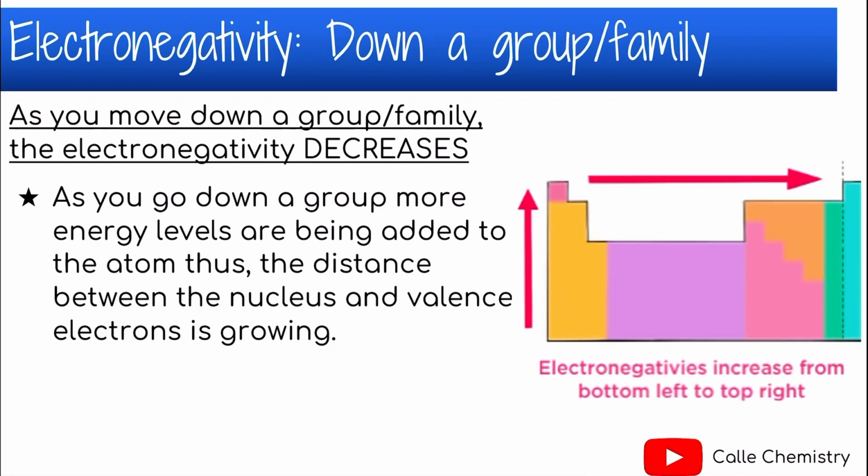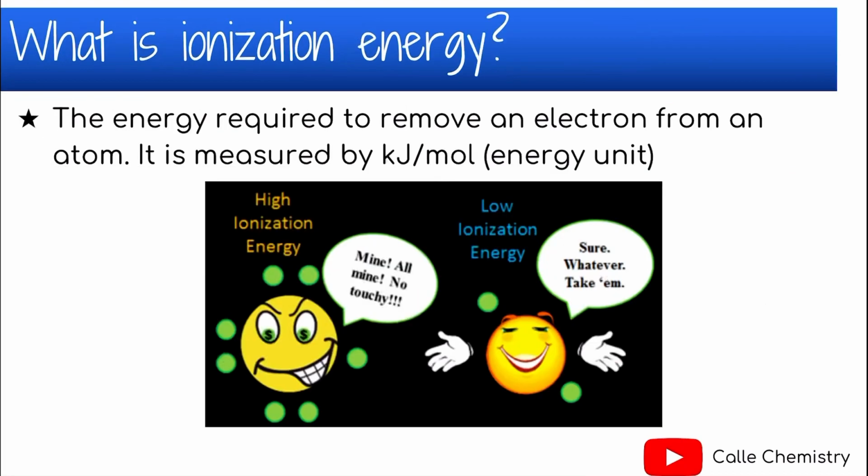Electronegativity as you go down a group is decreasing, and the reason for that is because there are more and more energy levels being added to an atom. Thus, the distance between the nucleus and the valence electrons is growing. Ionization energy refers to the energy required to remove an electron from an atom. It is measured in kilojoules per mole.